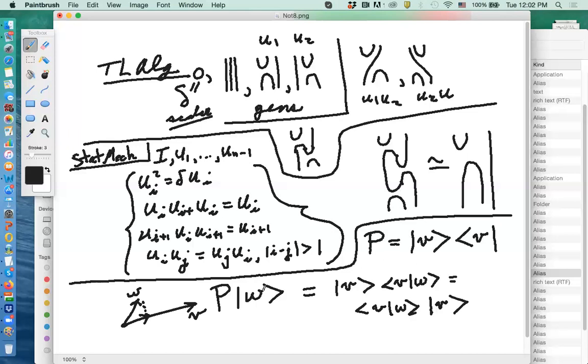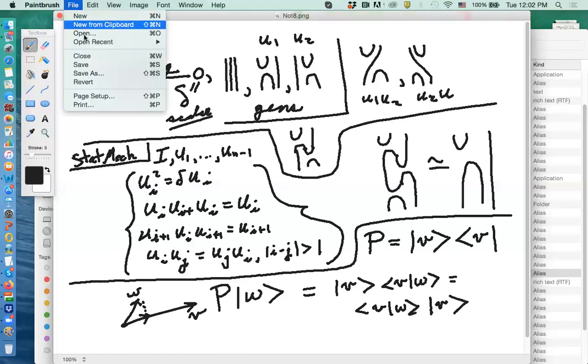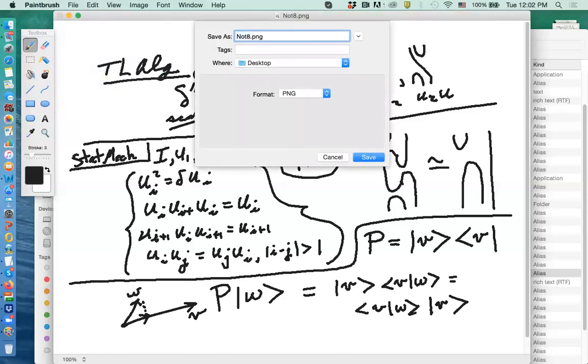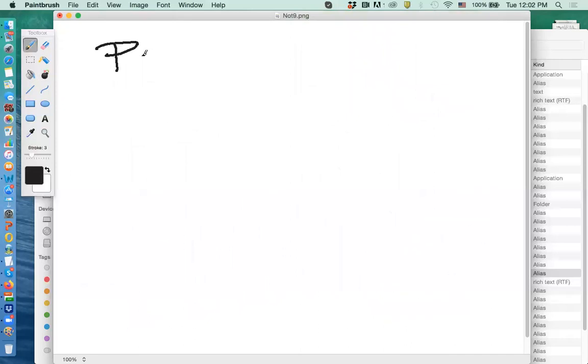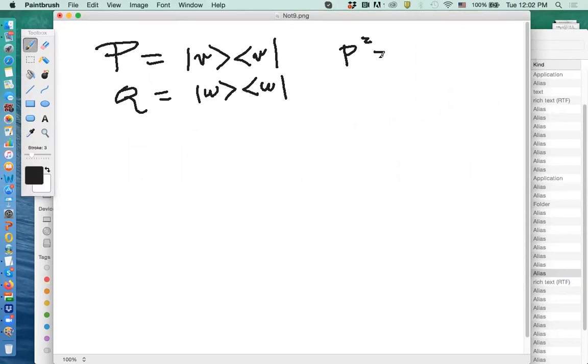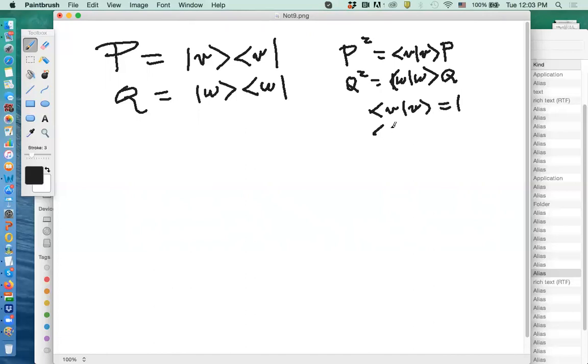And what happens when you compose projectors? So suppose that I have a P, which is a V, and I have a Q, which is a W. Now I know that P squared is equal to V inner product with V times P. And I know that Q squared is equal to W inner product with W times Q. So let's suppose that both V and W have length one to make life simple. And then we have that those are squaring to one. But what happens to PQP?